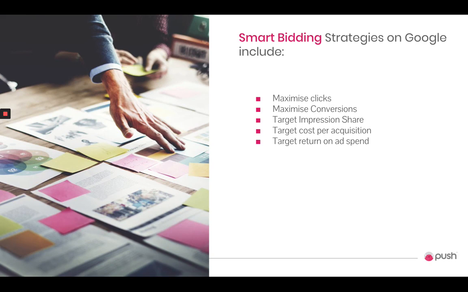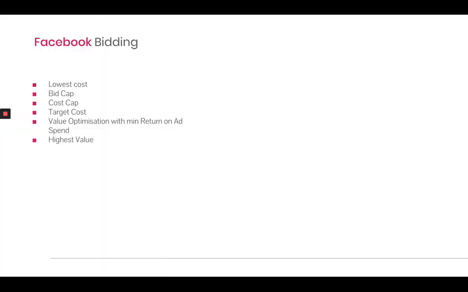Then there's target cost per acquisition. So you can tell Google, I only want to get leads or sales at a certain cost. You just have to be careful that can limit the volume, because this is Google trying to be strict with how it shows your ads and how it spends your money. So that can limit volume, but it can make very profitable campaigns for you as well. And the same with target return on ad spend too.